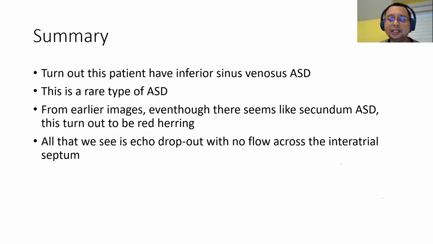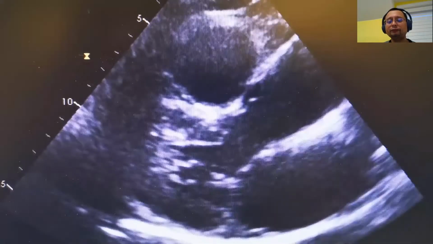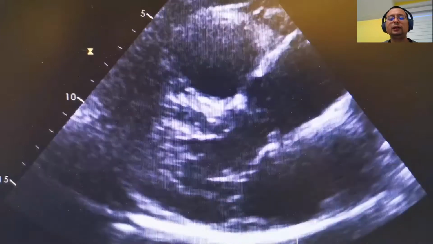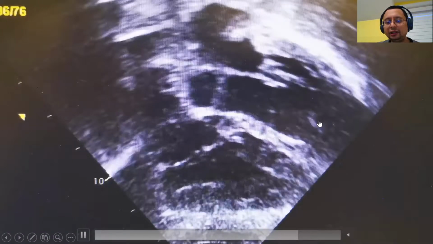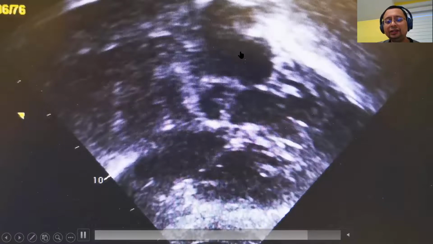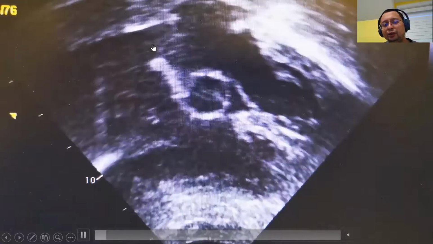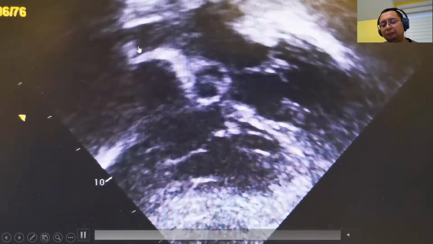So this is my last sinus venosus ASD case. This is a 71-year-old with superior sinus venosus ASD. I go quickly, look at the parasternal long axis view. Again, the right side is dilated. This is the subcostal view. That is the left ventricle, left atrium, right atrium. However, just right at the posterior here, you can see something deficient there.